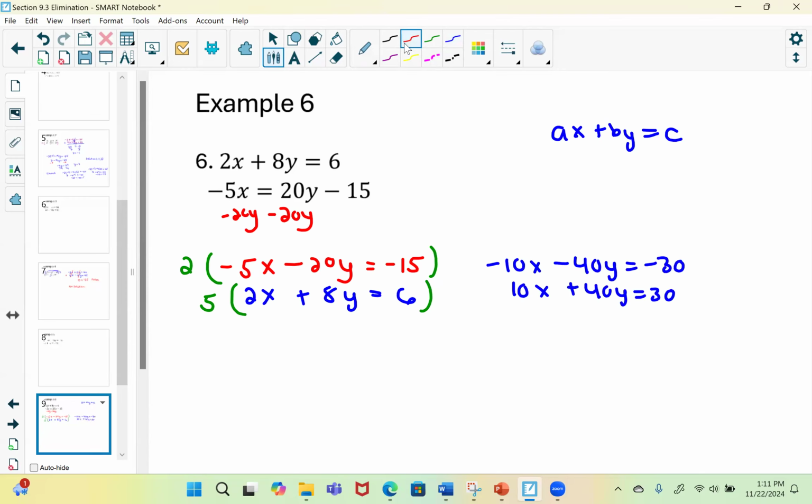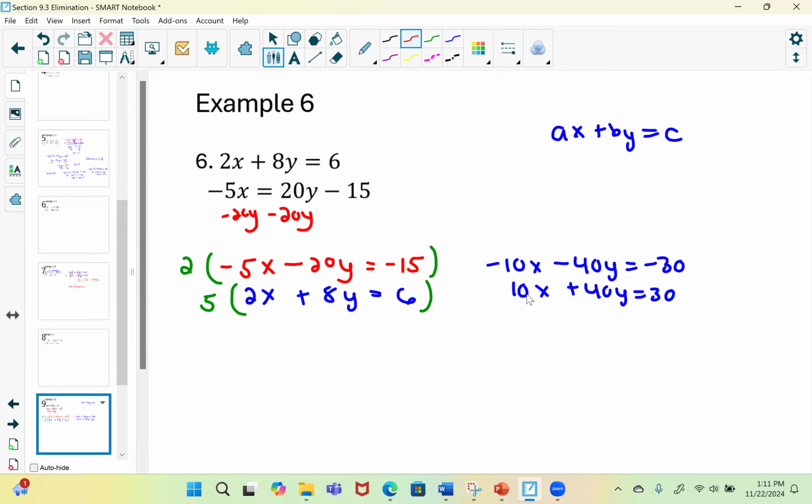And that's what should happen, if I did that step right, is that the x's are the same numbers but opposite signs. And that allows me to add the two equations. Negative 10x plus 10x adds to 0, so it cancels. But then negative 40y plus 40y also adds to 0. So I'm going to put 0. And negative 30 plus 30 is also 0. So I'm going to put 0 equals 0.